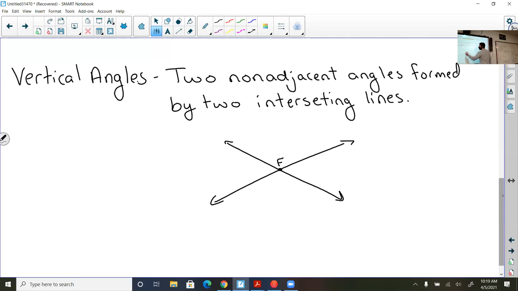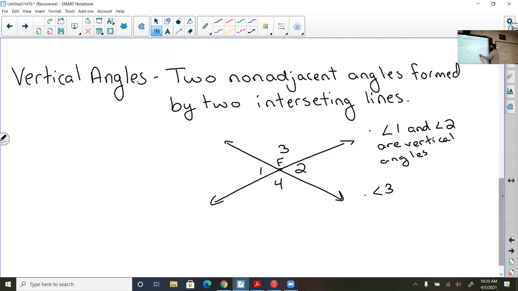So let's start off with angle one. I'm claiming that the vertical angle is non-adjacent, meaning it's not next to it. So it can't be this angle up top and it can't be this angle down below. It has to be the one that is exactly opposite from it. So that means that angle one and angle two are vertical angles. I can also say that angle three and angle four are vertical angles.